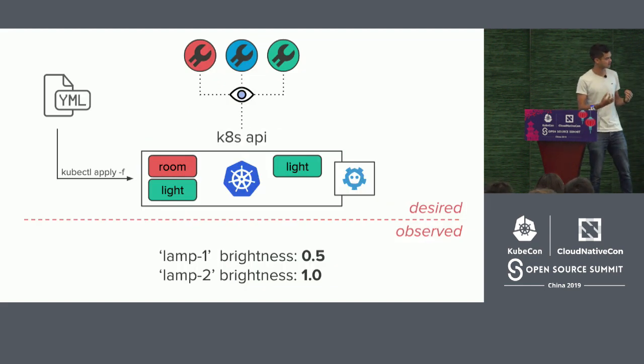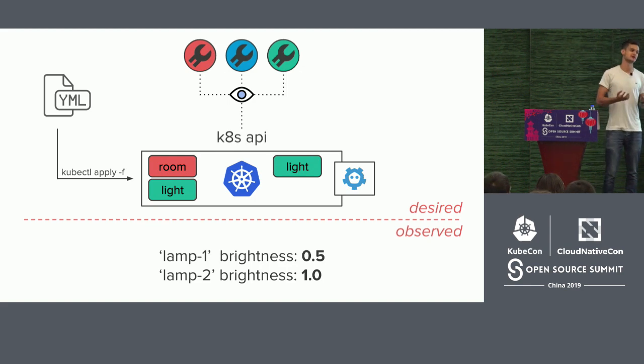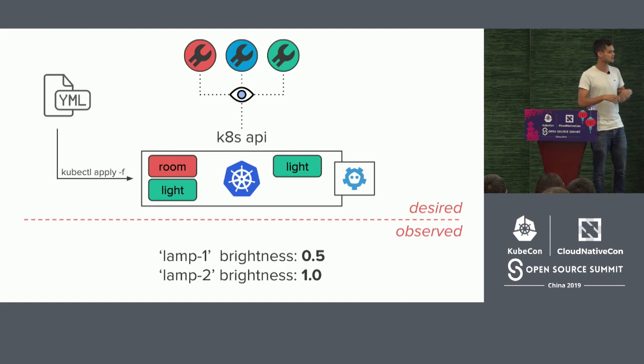And obviously in this world, if one of our controllers goes down, for example, then it's decoupled from the API. You can still post room resources, post light resources, and then when the controller comes back up again, it can just reconcile. And because of some of the aspects of the API being level-based, that will just work.